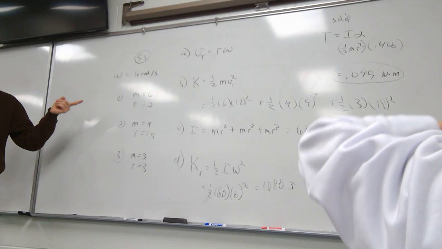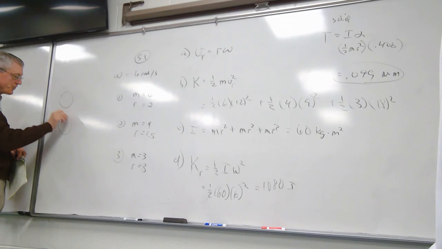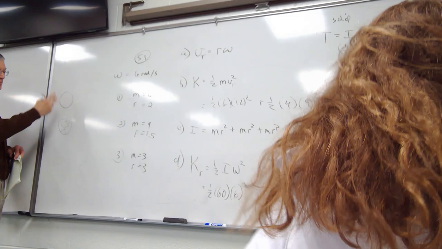If all the mass is on the outside, like a hula hoop, that's mR squared. If it's solid all the way through, that's 1/2 mR squared. Anything else would be some other fraction that you wouldn't know offhand.